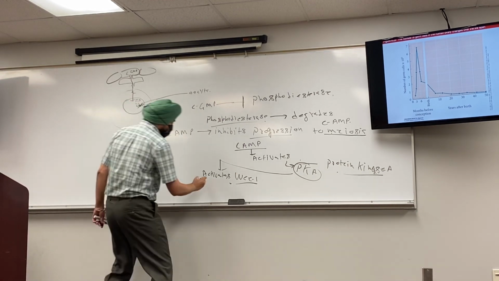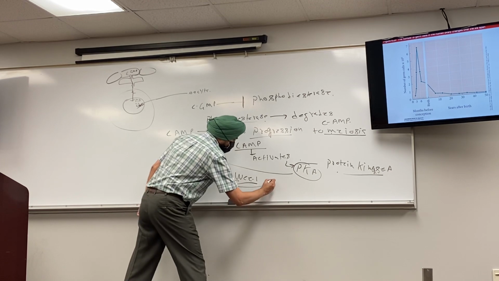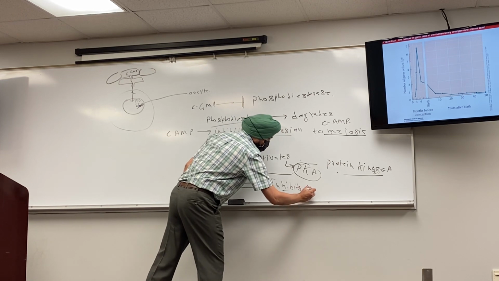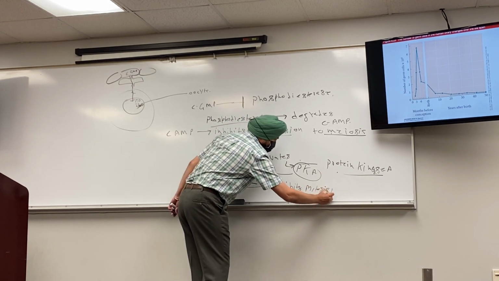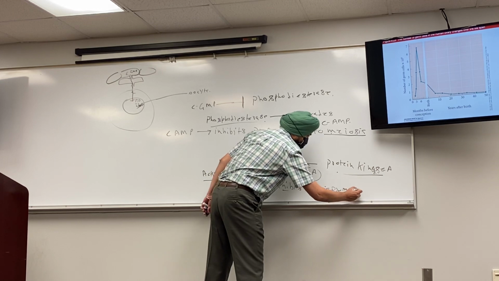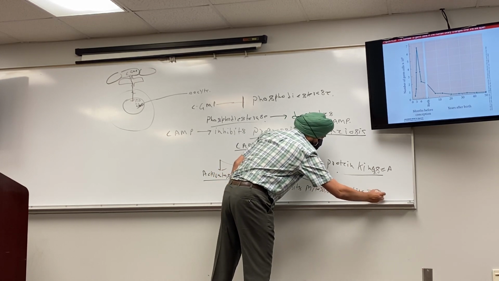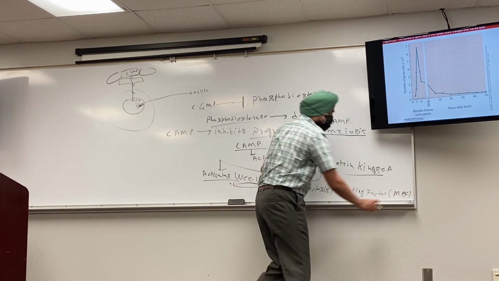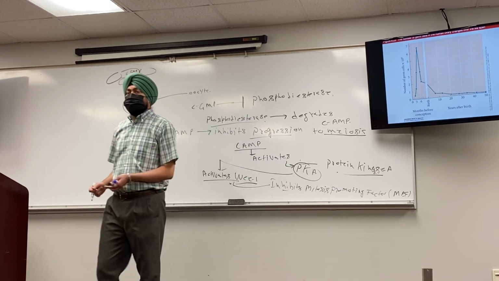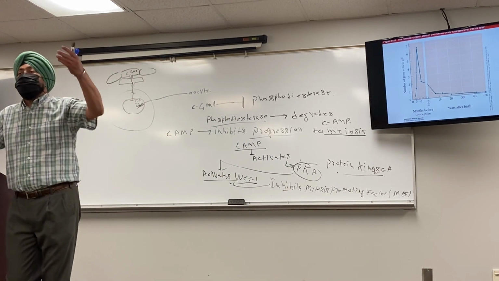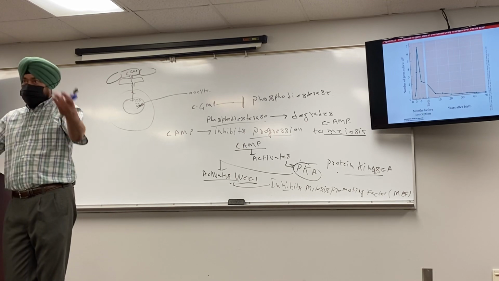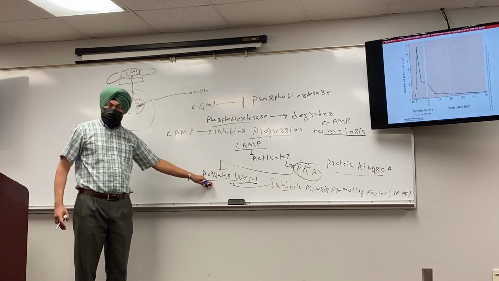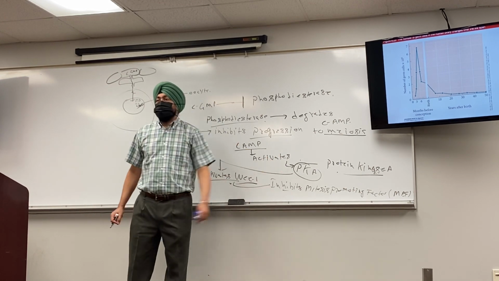So V1 activation inhibits mitosis promoting factor, which I'm writing here as MPF. We call it mitosis promoting factor, but these factors are responsible for initiating cell division, be it meiosis or mitosis. So PKA activates V1, and V1 is going to inhibit mitosis promoting factor.